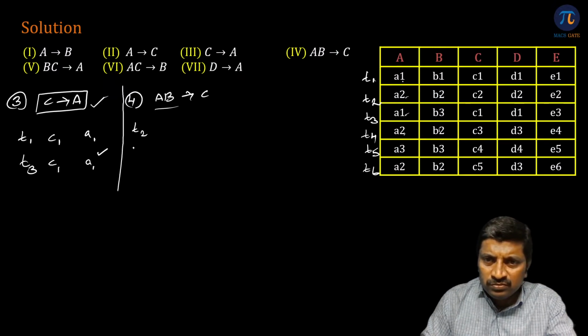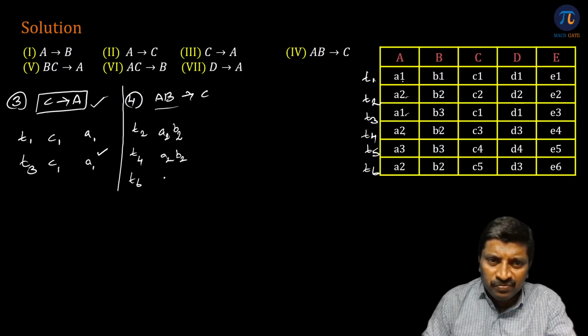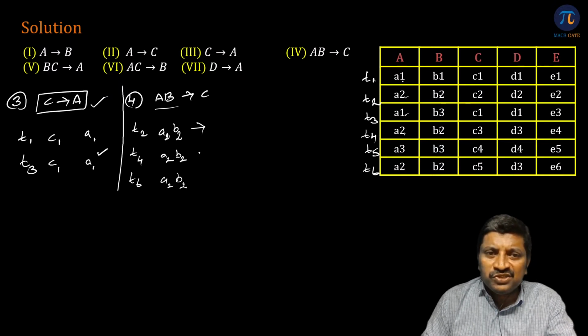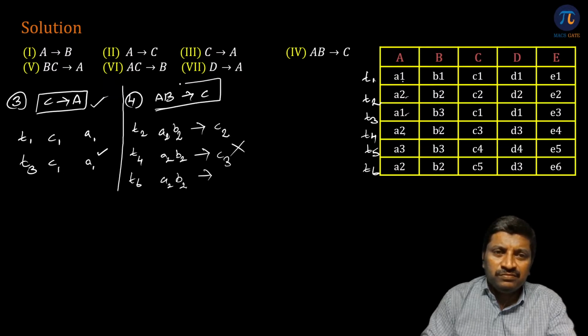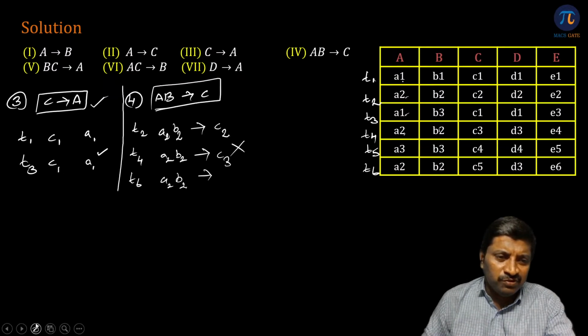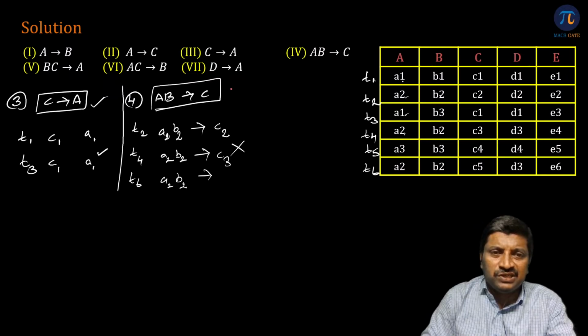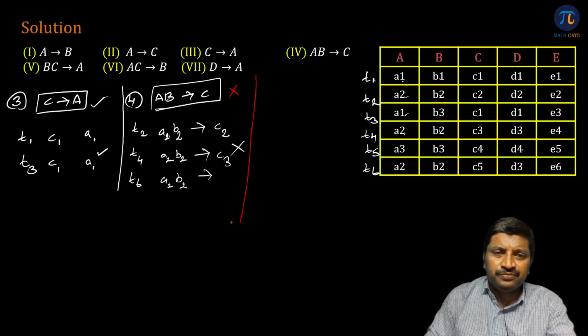T2, T4, even T6. These are having same values. A2, B2, A2, B2, A2, B2. What is the corresponding value of C, sir? In T2, I have C2. In T4, I have C3. Anyway, no need to continue. This was failed, right? So the fourth functional dependency is not satisfied. Am I right, sir?